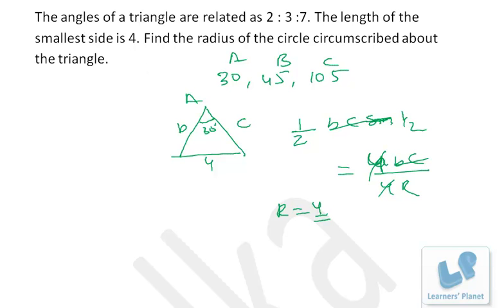Okay. So just by knowing the formula that S is equal to ABC by 4R and S is equal to half BC sine A. Both of them are area of this triangle, right? So that this problem can be solved very easily. I hope you are clear.